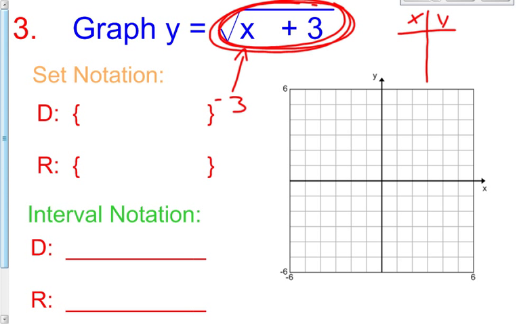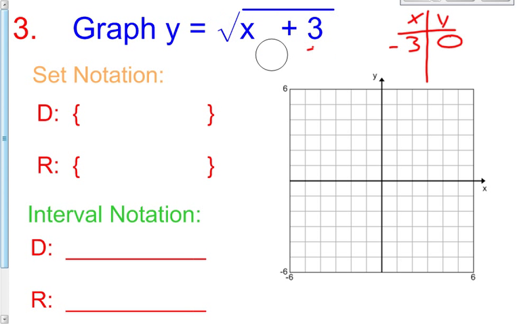What happens if I put a negative 3 in for x? What's a negative 3 plus 3? Hey-oh! It's 0, isn't it? So if I put in a negative 3 for x, I would then get the square root of 0. And what's the square root of 0? 0. There's one of your convenient points.